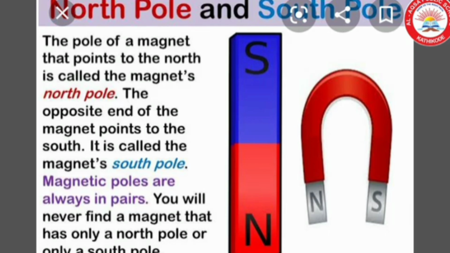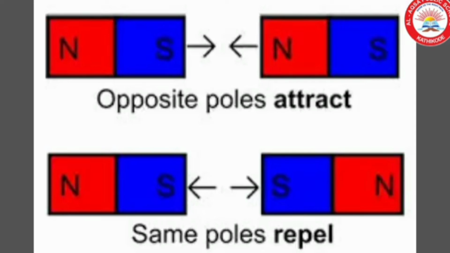Magnetic poles are always in pairs. Opposite poles attract each other and same poles repel each other.